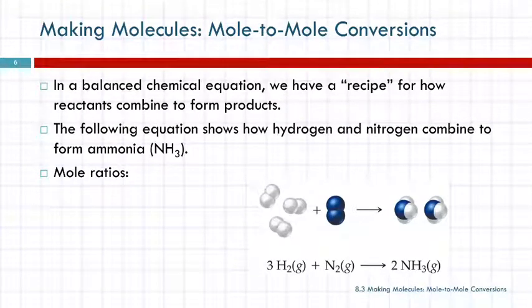When we read this equation, we can say, well, 3 moles of hydrogen will react with 1 mole of nitrogen and make 2 moles of ammonia.